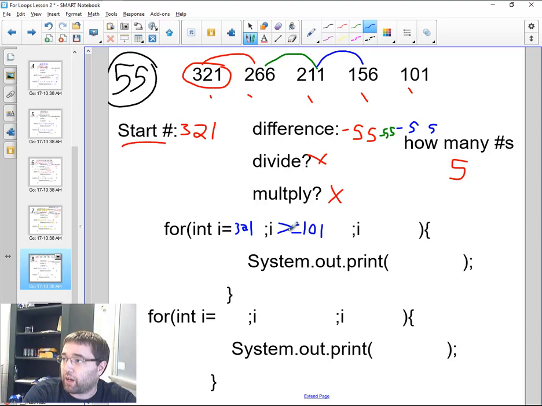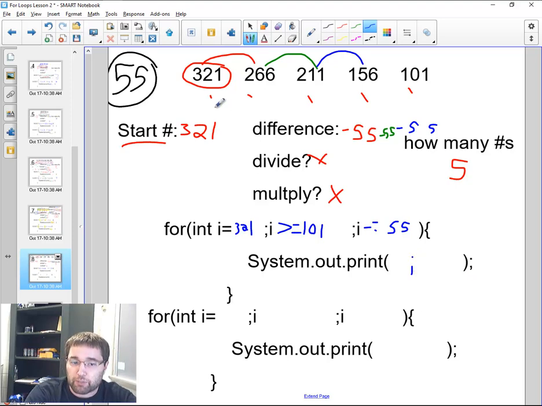Greater than because I'm decreasing I. So when I'm decreasing, I want to keep on doing it until it's less than 101. So I want it to be true when I is greater than or equal to 101. How do I change I? Minus equals 55. What do I output?